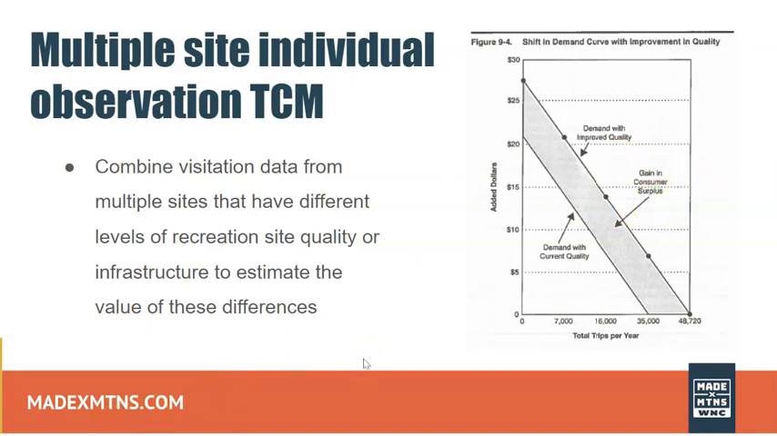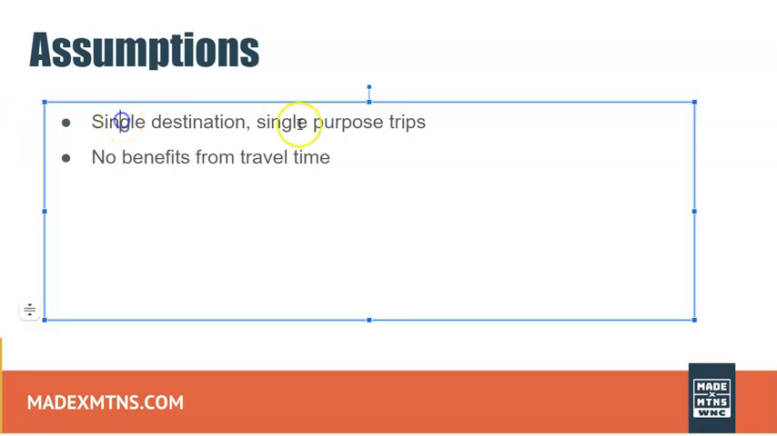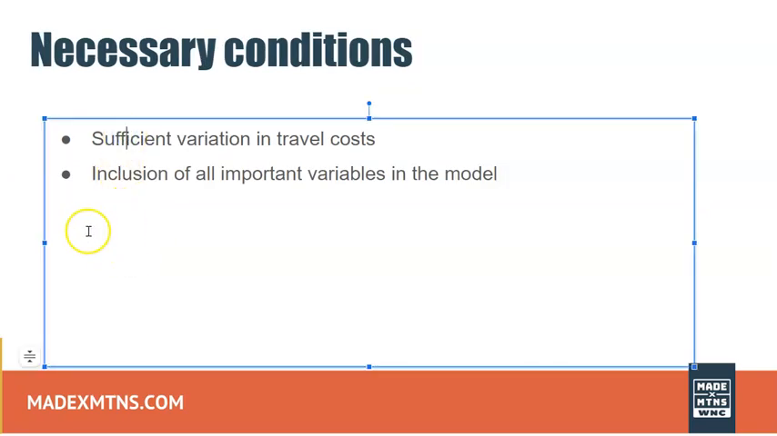Okay, and when you collect multiple site individual observation data, you still have to worry about the assumptions. In terms of multiple site, for each individual site in that multiple site data, there should be single destination, single purpose trips. If not, you need to adjust your analysis in some way. And we're going to assume there's no benefits from travel time. And in terms of necessary conditions, we still need to have sufficient variation in travel cost and include all important variables in the model.